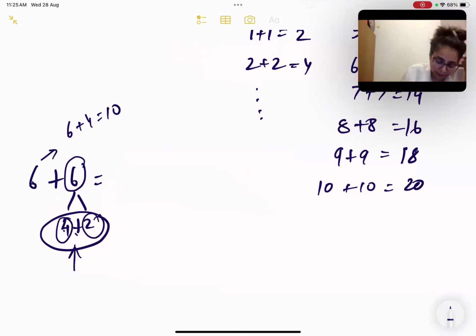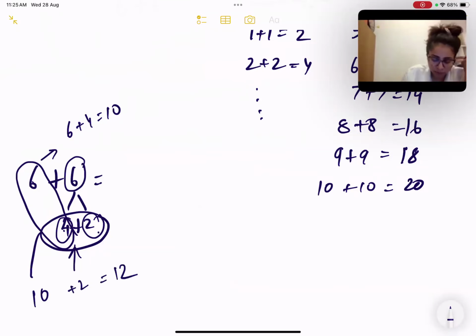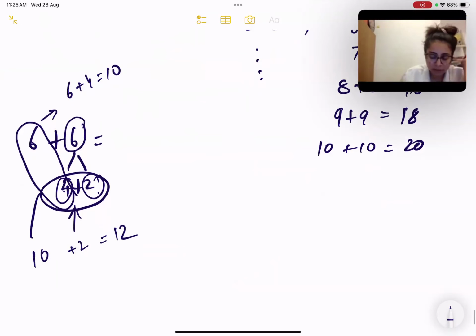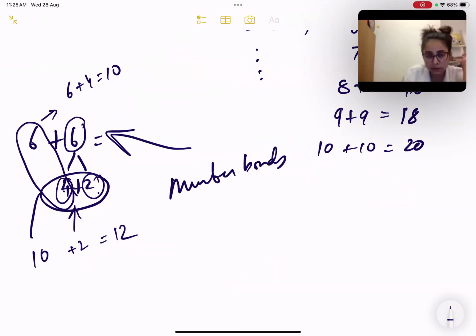This 6 and this 4 pair up and they form a 10. And we are left with a 2. And 10 and 2 becomes 12. Now see, it may sound a little overwhelming right now. But again, I'm telling you, this practice of breaking down the numbers with the help of number bonds will help the child reach that level.